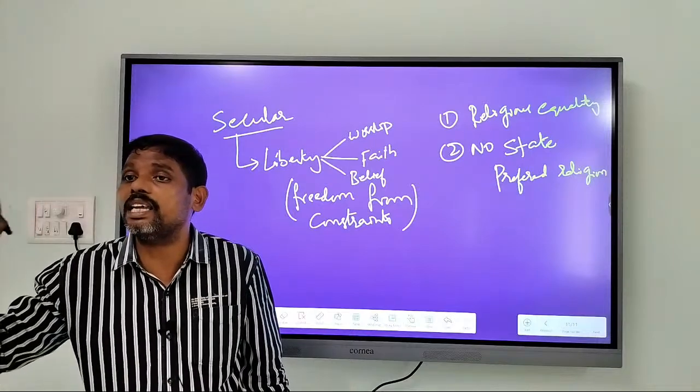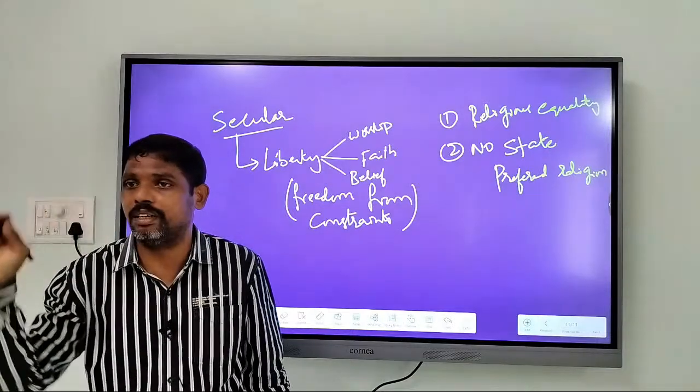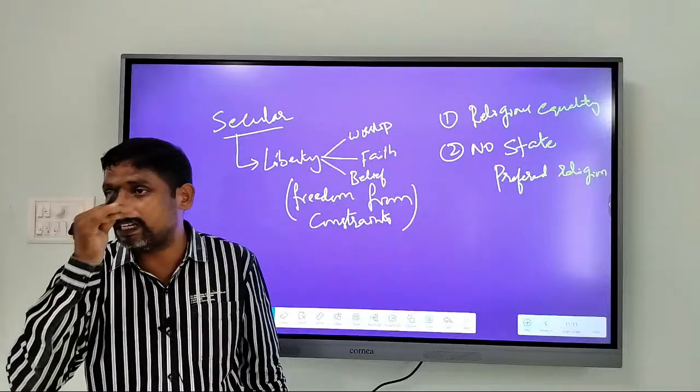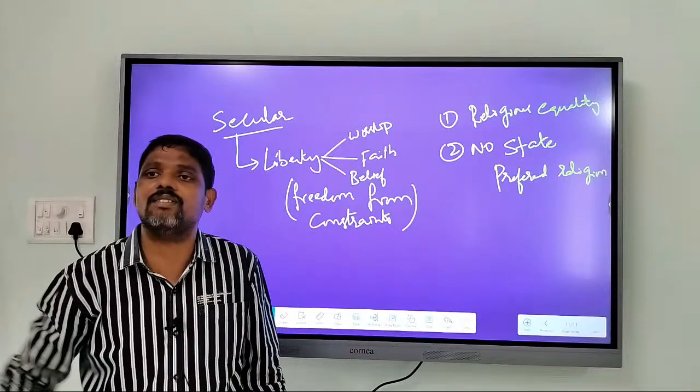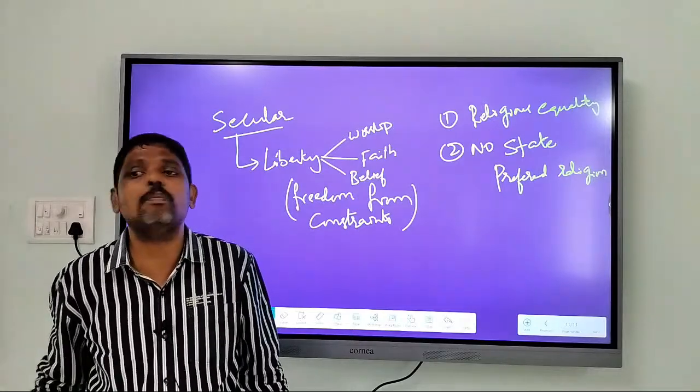All the religions are equal in front of the constitution. All the religions are equal in front of law. Alright? That is, there is religious equality. There is no biasness, there is no preferred religion.